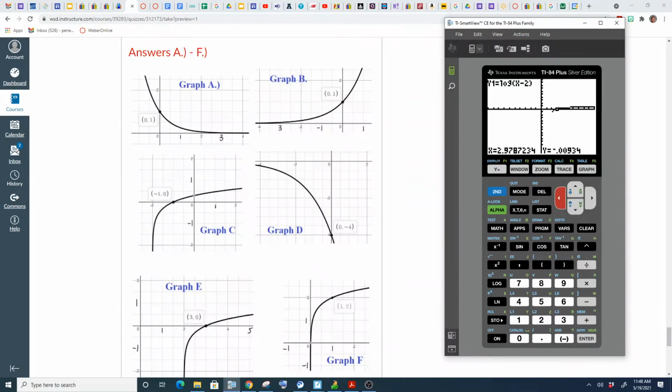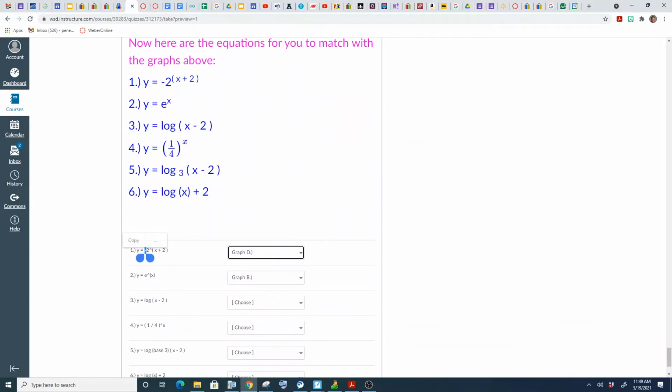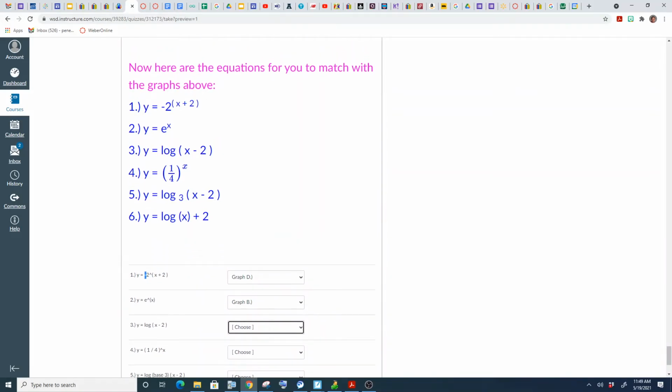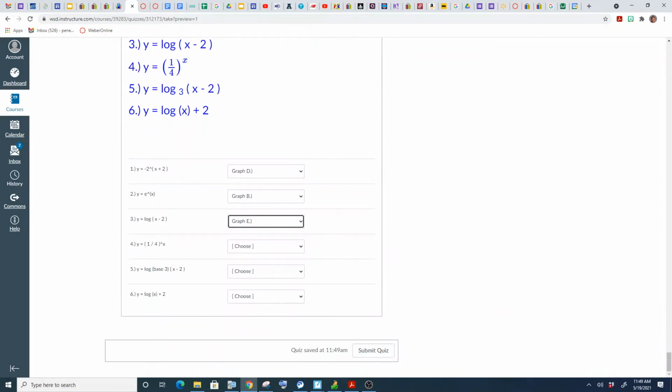Right there, (3, 0). So which one of these goes up and to the right, but hits our x-axis at (3, 0)? Oh, look, it's graph E. So number 3 is going to be graph E, if it lets me choose it. Calm down. There we go.